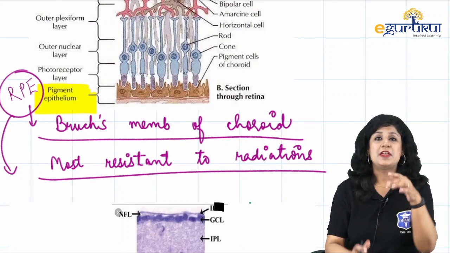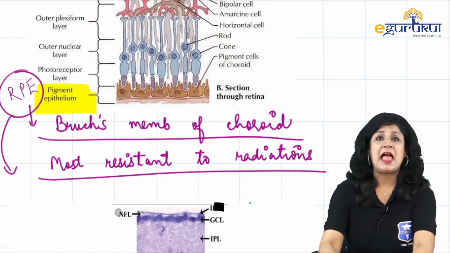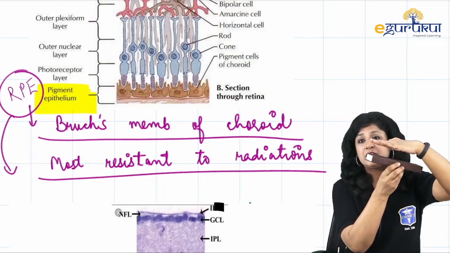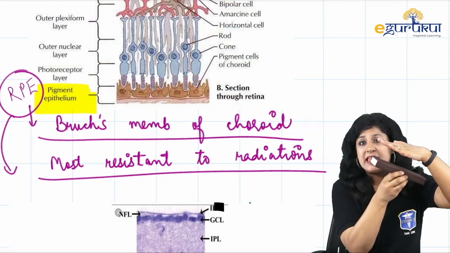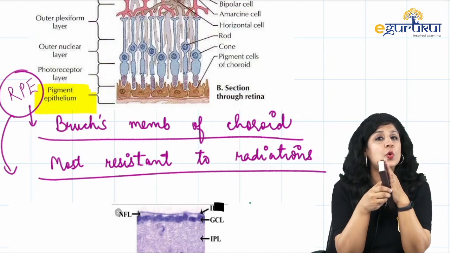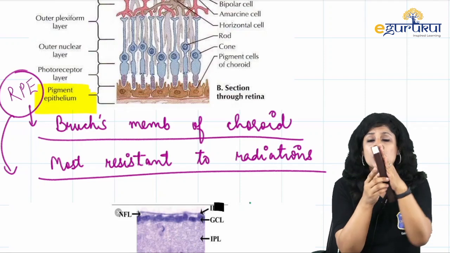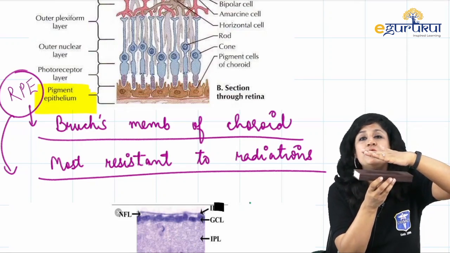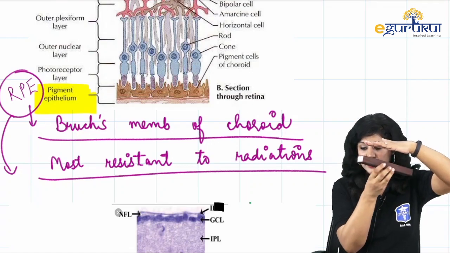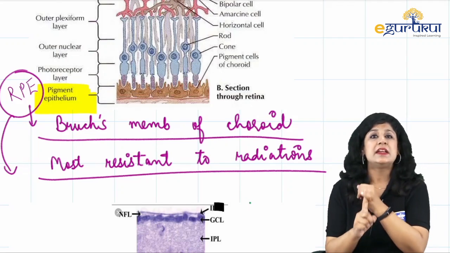After this, we have the neurosensory retina. If you look at the retina, broadly speaking, we have the retinal pigment epithelium and then this broader layer, which is the neurosensory retina. Because the retina consists of 10 layers, this neurosensory retina consists of 9 layers. Normally, we also have a space between this RPE layer and the neurosensory retina, and this space is called the subretinal space.